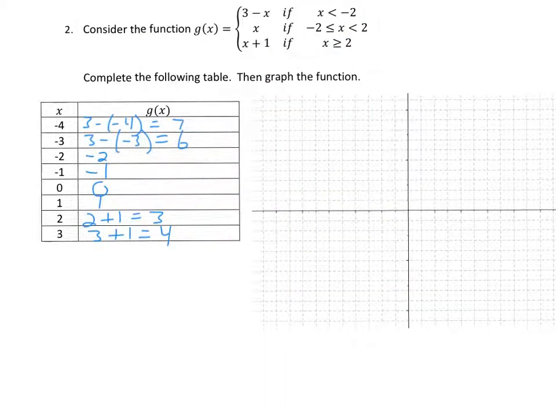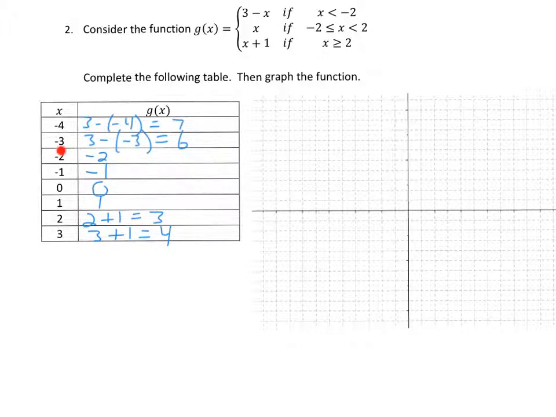Now this second example is similar to the first one, except there's 3 parts instead of just 2. So I've already filled out the table here, but let's just go through it really quickly. When x is negative 4, since negative 4 is less than negative 2, you use this top equation and take 3 minus negative 4, which is 7.